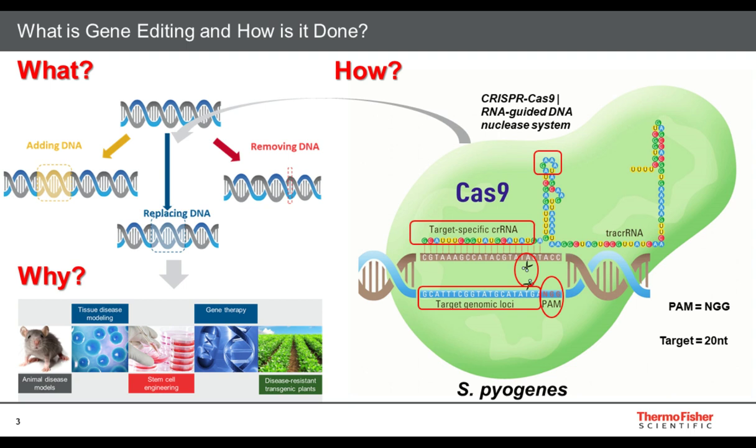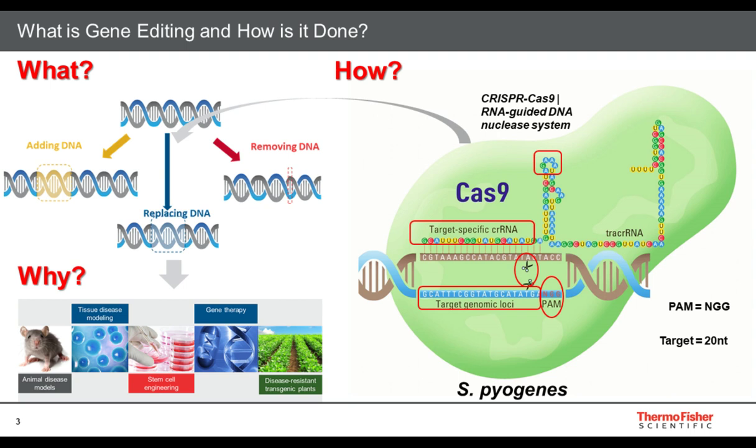The CRISPR-Cas9 system is an RNA-guided DNA nuclease system that has two major components to consider. One is the Cas9 protein, which has the nuclease activity that allows you to create a double-stranded break. And the CRISPR RNA is the target-specific portion. This is how you target exactly where you want your precise edit to occur, and this happens through Watson-Crick standard base pairing rules.